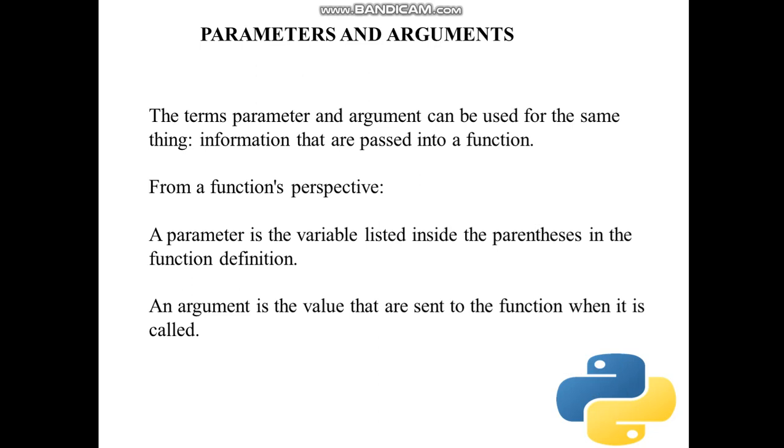Now from a function's perspective, a parameter is the variable listed inside the parentheses in the function definition, and an argument is the value that is sent to the function when it is called. So that means when we declare the function using the def keyword, the variables we pass there are called parameters. When we are calling the function and writing values inside the call, that is called an argument. So while declaring the function, it is called parameters. While calling the function, it is called arguments. Clear the difference between parameters and arguments?